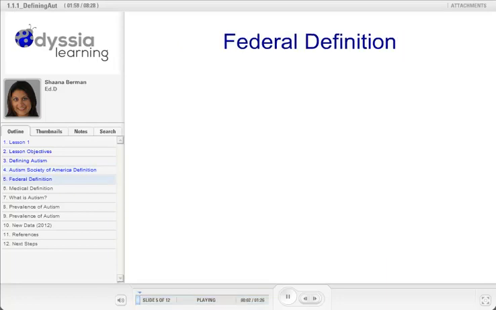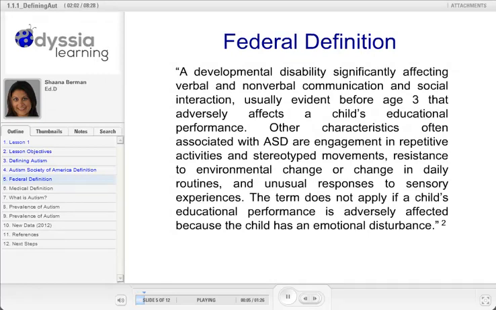The federal government defines autism as a developmental disability significantly affecting verbal and nonverbal communication and social interaction, usually evident before age 3, that adversely affects a child's educational performance. Other characteristics often associated with autism spectrum disorder are engagement in repetitive activities and stereotyped movements, resistance to environmental change or change in daily routines, and unusual responses to sensory experiences. The term does not apply if a child's educational performance is adversely affected because the child has an emotional disturbance.